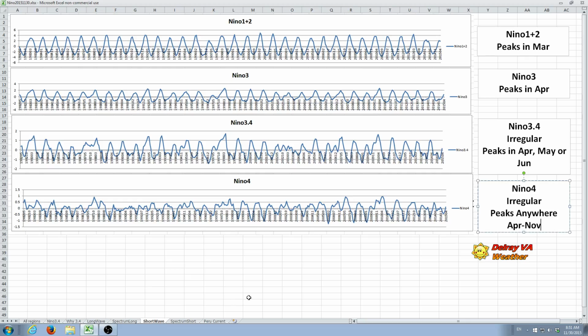Okay, then I took and looked at the shortwave periods. That's sea surface temperature cycles less than 13 months, and that's what you see here. And we graphed them all side by side.